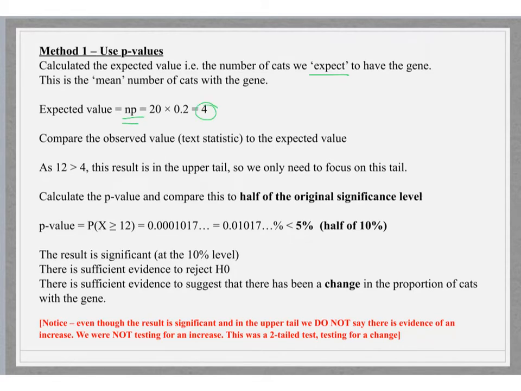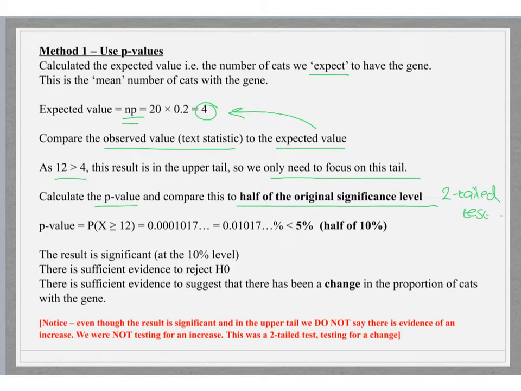We then compare the observed value, i.e. the test statistic, the number of cats who actually have the gene, with the expected value, which of course is 4. As 12 is greater than 4, this result, this test statistic, is in the upper tail, so we only actually need to focus on the upper tail. We calculate the p-value and we compare this to half of the original significance level because this is a two-tailed test.